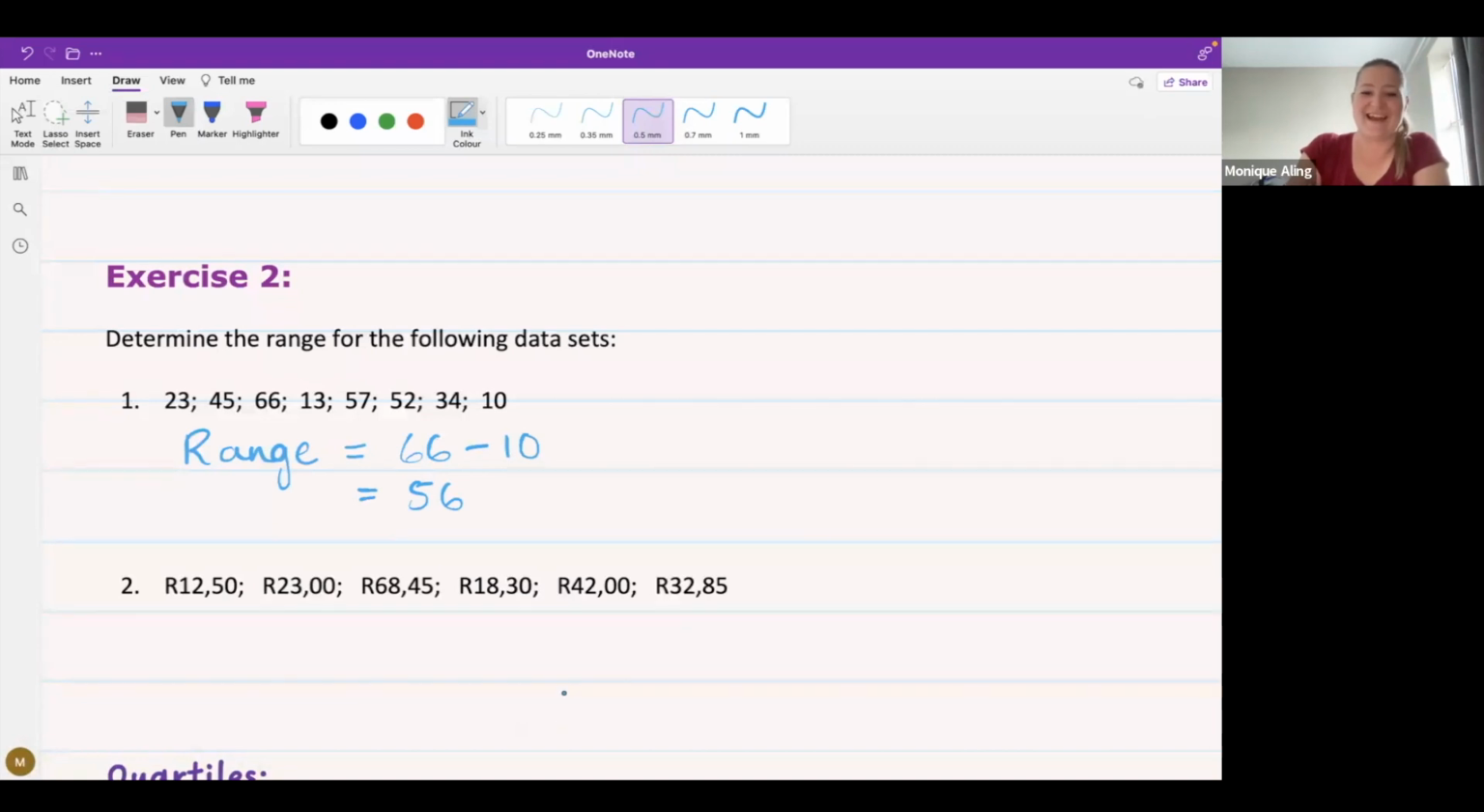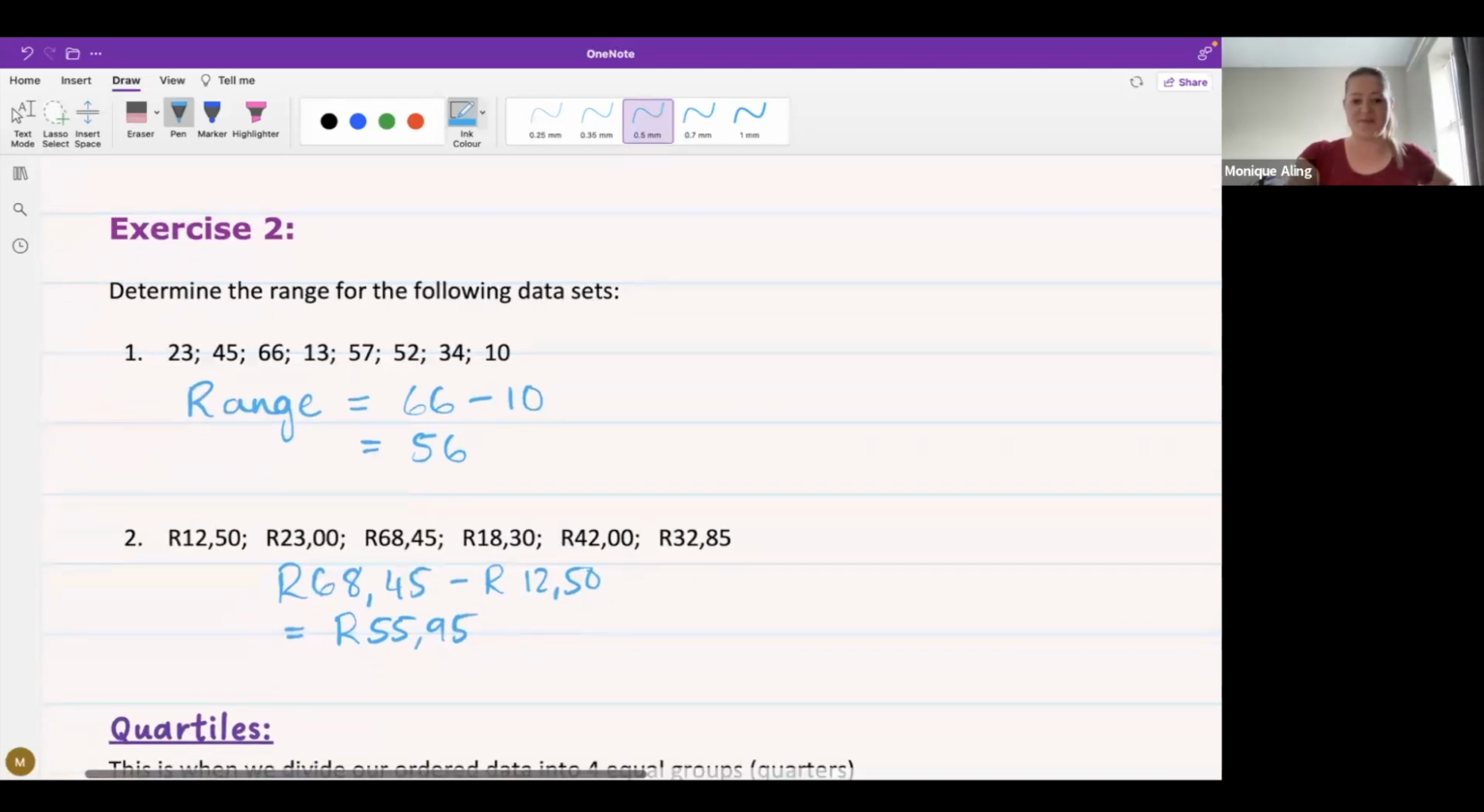Okay, let's see the second question's answers. Thanks to our really fast typers, on the ball, that's for sure. Okay, so it looks like we're all getting the same answer again. Hope that you showed your working out, that it was 68,45 minus 12,50. And don't forget your rand sign in your answer, 55,95. Luckily, we didn't have to do any rounding there. Okay, good. Looks like you all got those answers.